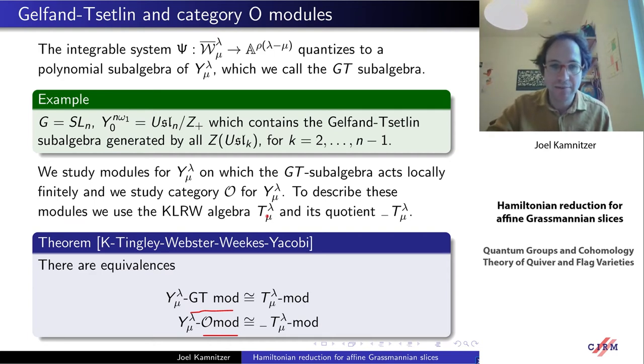For those who've seen it before, the reason I put the W here, for Webster, is because it's the version of Ben Webster where we have these red strands and the black strands. And then I have two versions of this algebra, T lambda mu and this minus T lambda mu. So the minus is the quotient by those diagrams where the leftmost strand is black, sorry. Which is closely related to, and generalizes, the notion of cyclotomic quotients of KLR algebras.